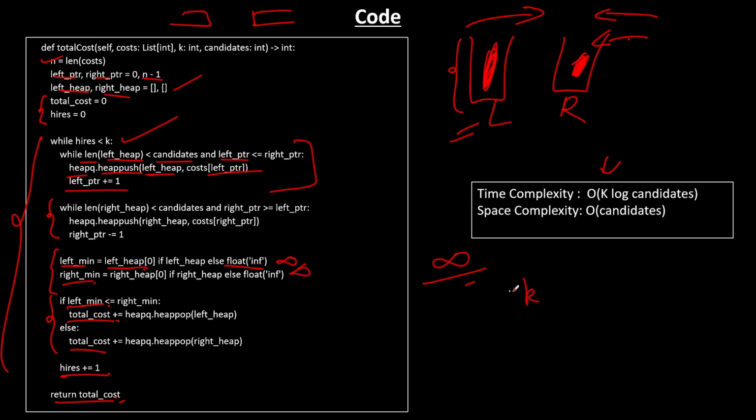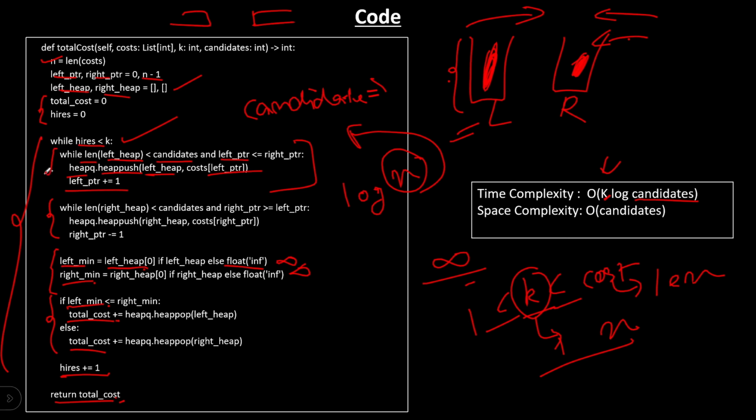And here the n is candidate. Fine. So that is why the total complexity comes out to be k log n, which is basically k for this and log k for this particular while loops. Fine. The space complexity is O of candidates, reason being we are using left heap and right heap.